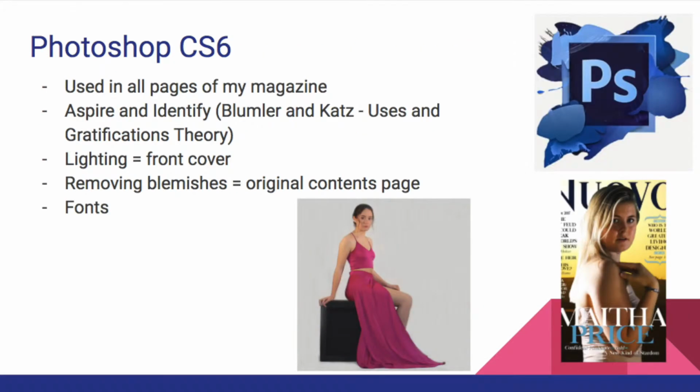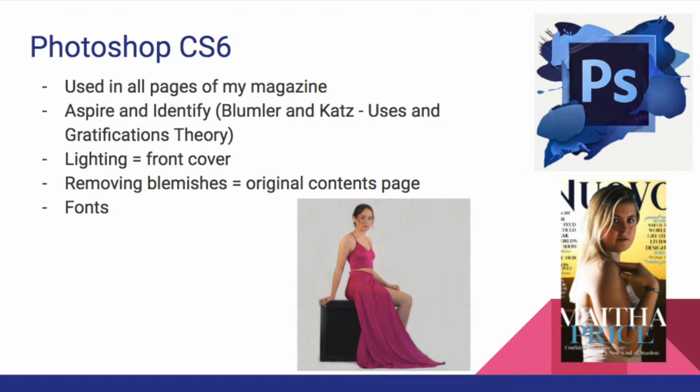The final software I used was Photoshop CS6. I used this to make my front cover, contents page, and article page, as it has a lot of tools that make my magazine look professional. All magazines of all genres use Photoshop to ensure that their magazine attracts readers. This is so that the readers identify and aspire to be like the people in the magazines. This is according to Blumler and Katz's uses and gratifications theory.